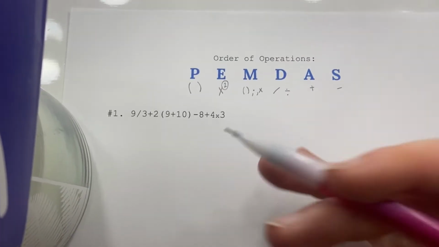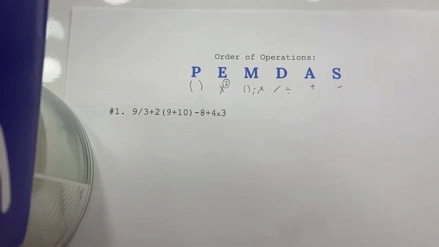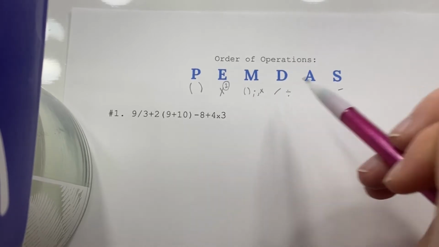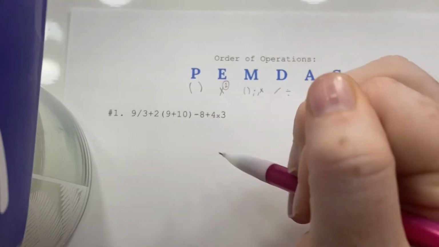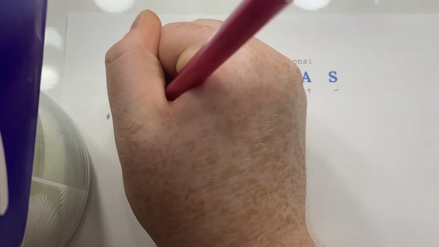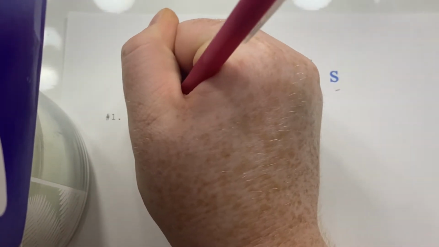I would say, okay, somebody raise your hand. Tell me what we would do first. Now, we start with P. Please excuse my dear Aunt Sally. So where do we see parentheses? Right here. So we will rewrite this as 9 divided by 3 plus 2.